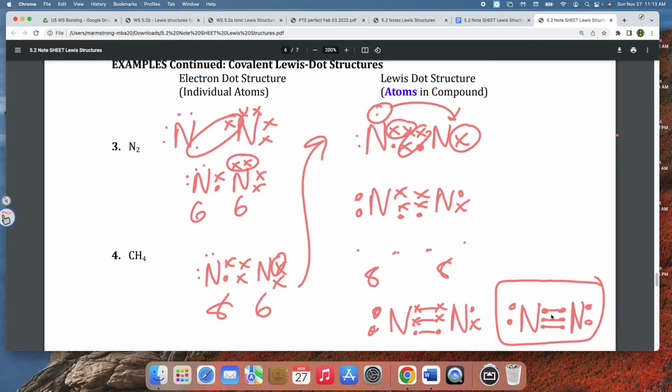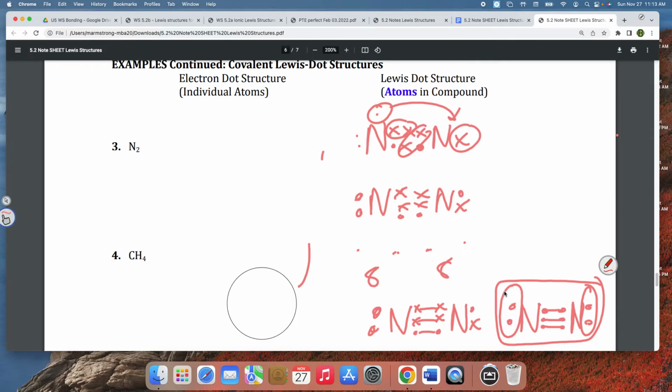Nitrogen loves to triple bond. It loves to gain 3 electrons because it has 5 valence electrons. 5 plus 3 is 8. So each of these has 8. And each nitrogen has lone pair electrons. So that nitrogen has 1 pair of lone pair electrons because a pair is 2. And that nitrogen has 1 set of lone pair electrons.